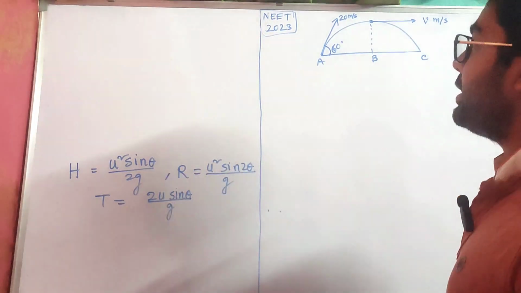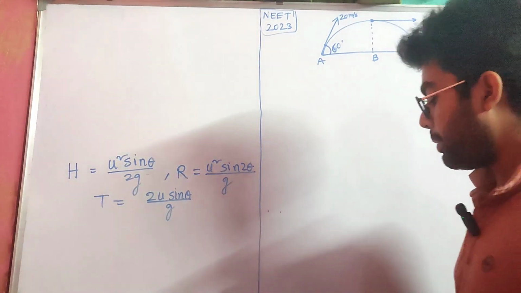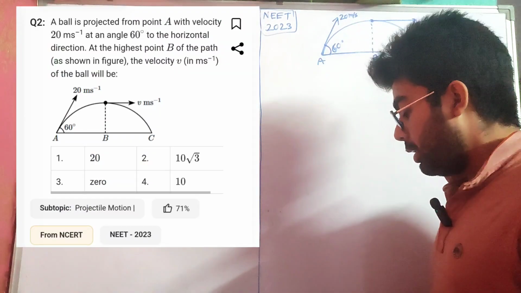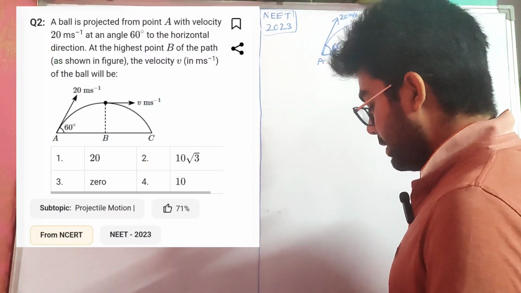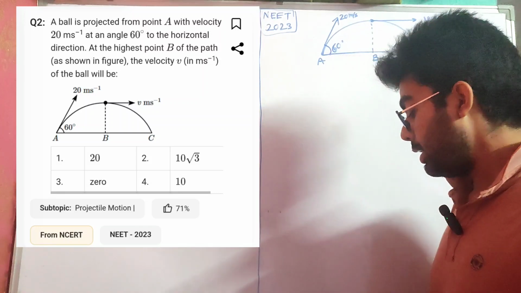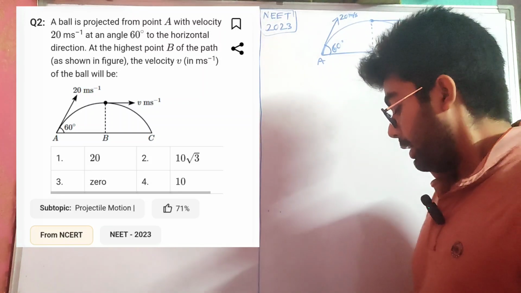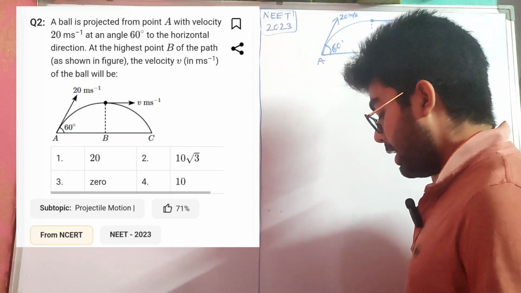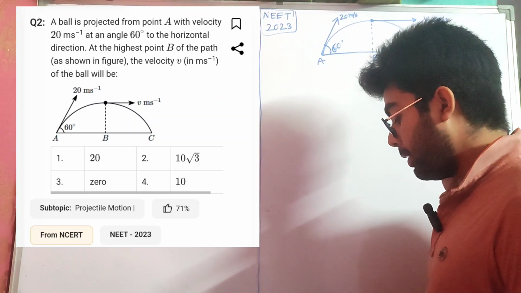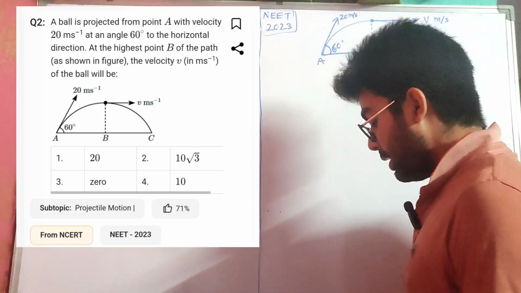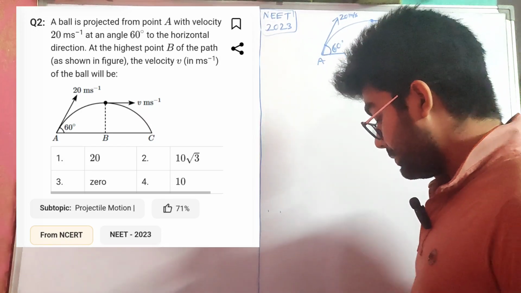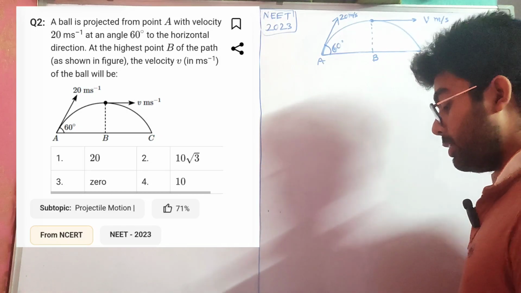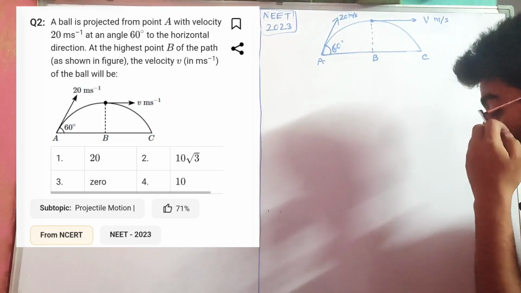Next problem is also NEET 2023. Look at the board. A ball is projected from point A with velocity 20 meter per second and at an angle 60 degree to the horizontal direction. At the highest point B of the path as shown in the figure, the velocity v of the ball will be how much?